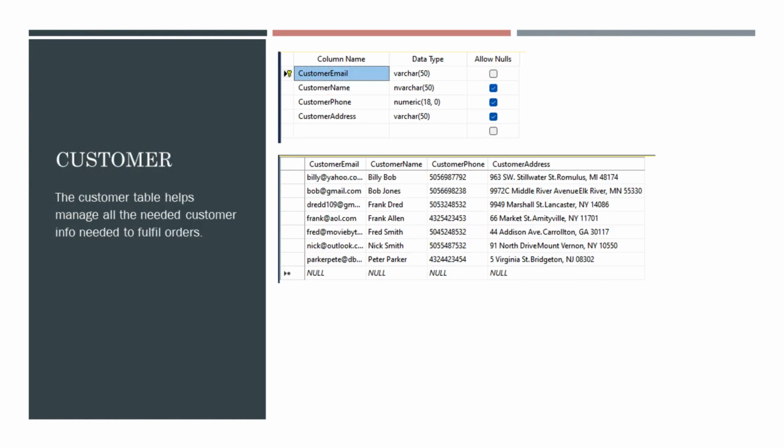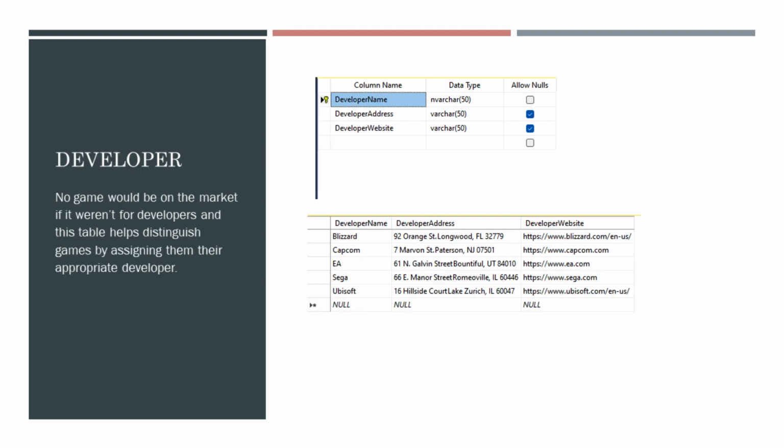Moving over to the customer table, this helps manage all the customer information needed to fulfill orders, such as their email address to give them any shipping updates or any delays, including their names so they can properly ship it out to the right person, and also their phone and address information in case they need to be contacted about their order or to ship it out to the correct address, obviously.